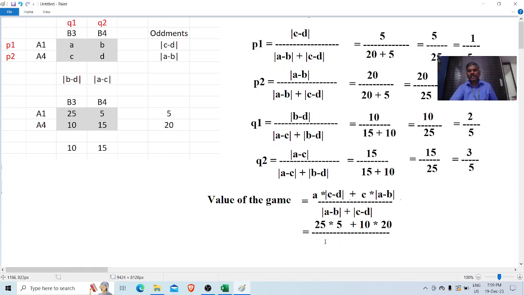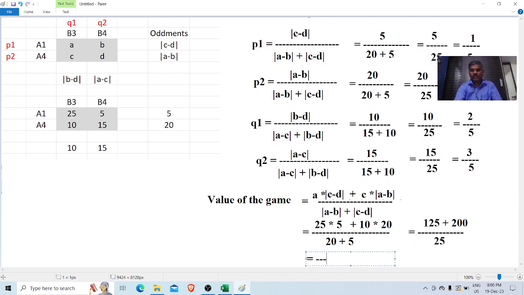Divided by modulus of A minus B, which is 20, plus modulus of C minus D, which is 5. So we have 25 into 5, 125. 125 plus 10 into 20, 200. Divided by 20 plus 5, which is 25.